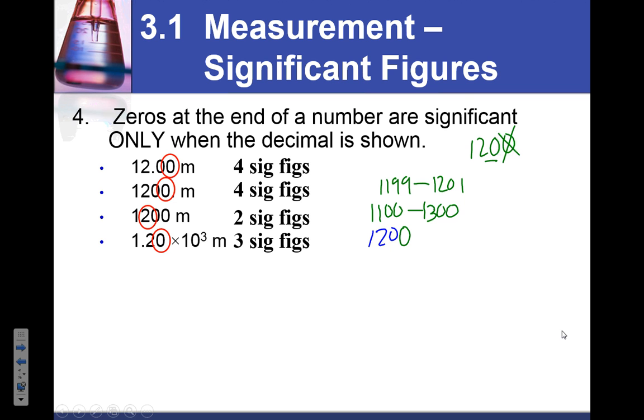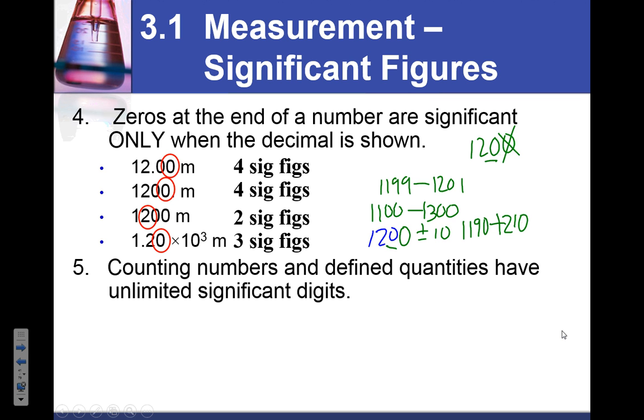So 1.20 times 10 to the third is still 1200. That's exactly what it equals. But now that 0 would count and that 0 wouldn't. So this would be 1200 plus or minus 10. So it would be somewhere between 1190 and 1210. So the true value would be somewhere in that range. So that's how we would make one 0 count but not the other. The only way to do it is to put it in scientific notation, and then I can just put how many zeros I really wanted to count.